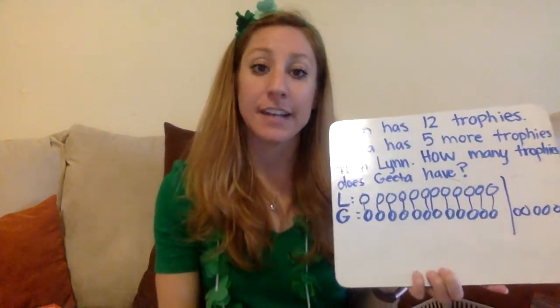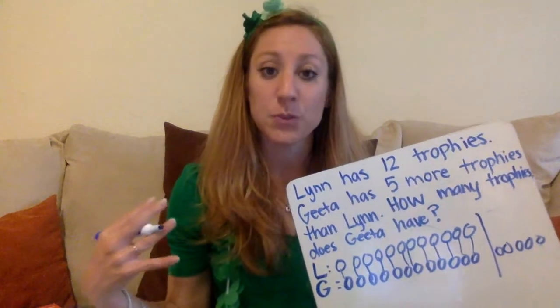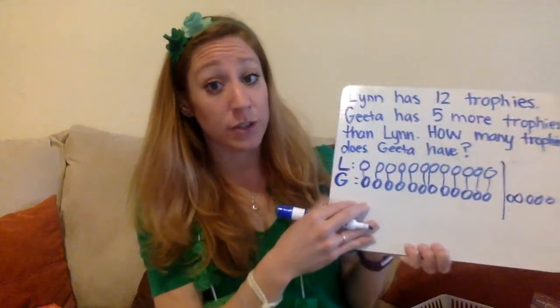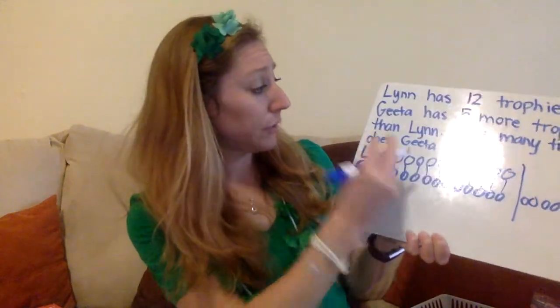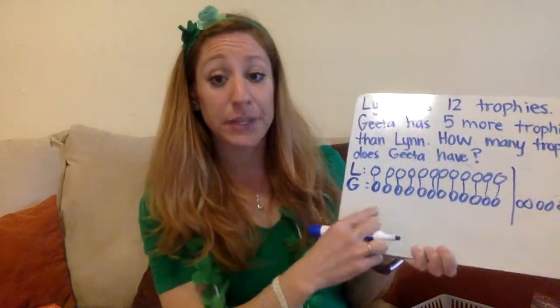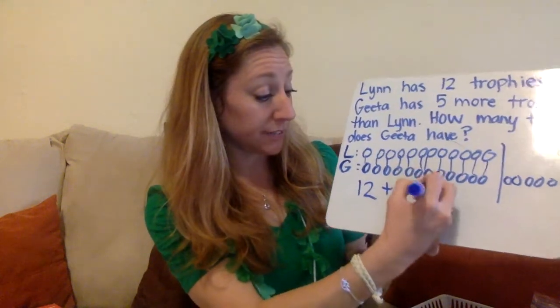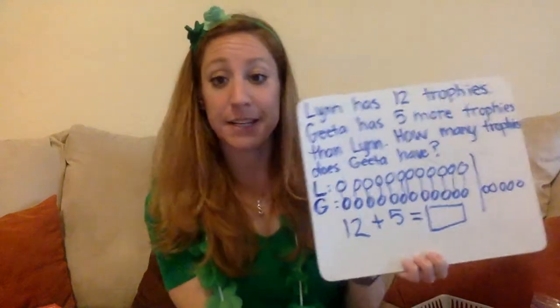We're also going to write a number sentence to show how we figured this out. Now, when you do the workbook pages, it's always good to show your work. It's really good practice. It helps you find if you have any errors, helps you solve the problem. But if you just write the answer in, you just write the answer in. I'm going to show you how to do all the work, though. So we know that we need to figure out how many trophies Gita has. And we did the 12 that Lynn has plus 5 more. So we're going to do 12 plus 5 more equals how many Gita has.